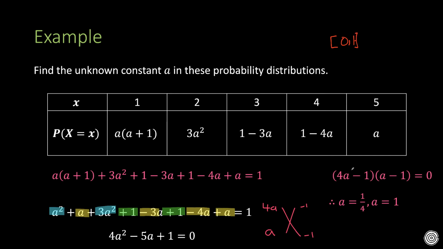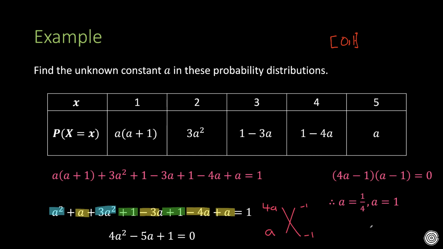So let's try and plug in a quarter into each one of these. So a quarter in this first one is equal to 5 out of 16. This satisfies. Over here, it's equal to 3 out of 16. It satisfies. This one is equal to a quarter. It satisfies. This one is equal to 0, and this is equal to a quarter. Beautiful. So a equals to a quarter works.